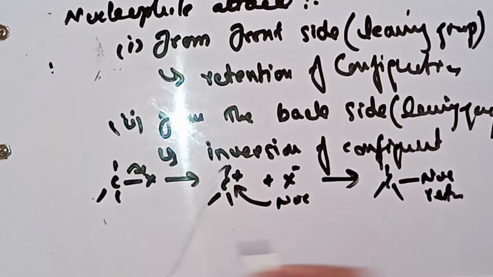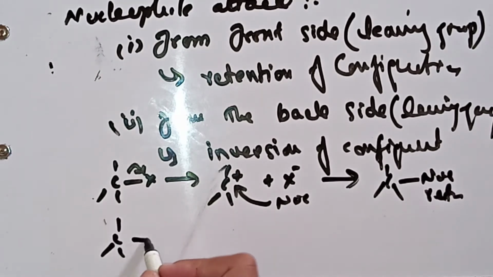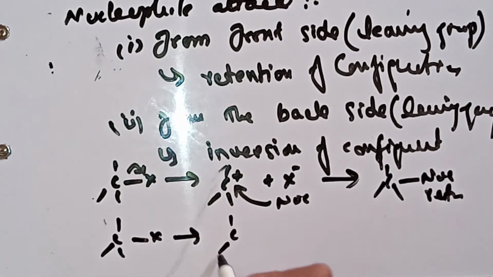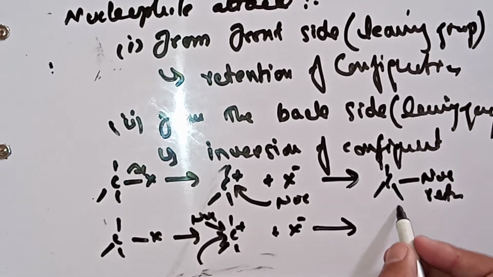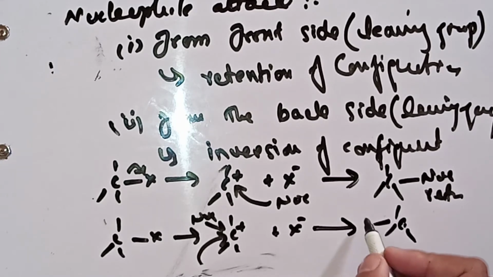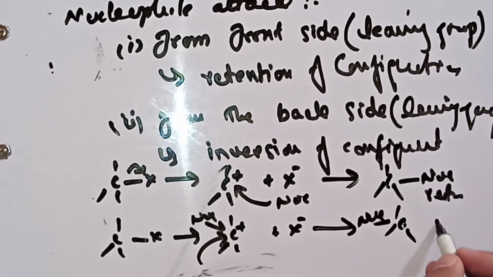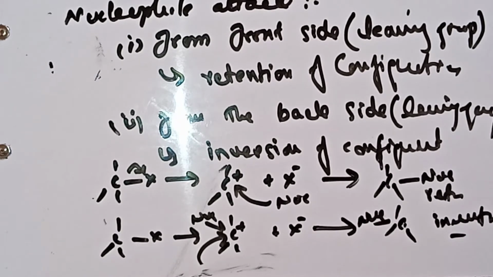This will be retention. While when the nucleophile attacks the carbocation from the back side, the side opposite to the one from which the leaving group left, it will generate the inversion product. This is the concept of retention of configuration and inversion of configuration. I hope this point will be clear.